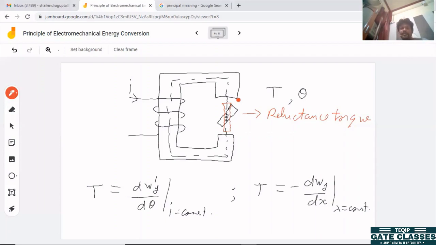So the concept is simple. All the forces or torques that are applied on an electromechanical system will act in a manner such as to minimize the energy stored in the magnetic field, or you can say to minimize the reluctance of the magnetic path.